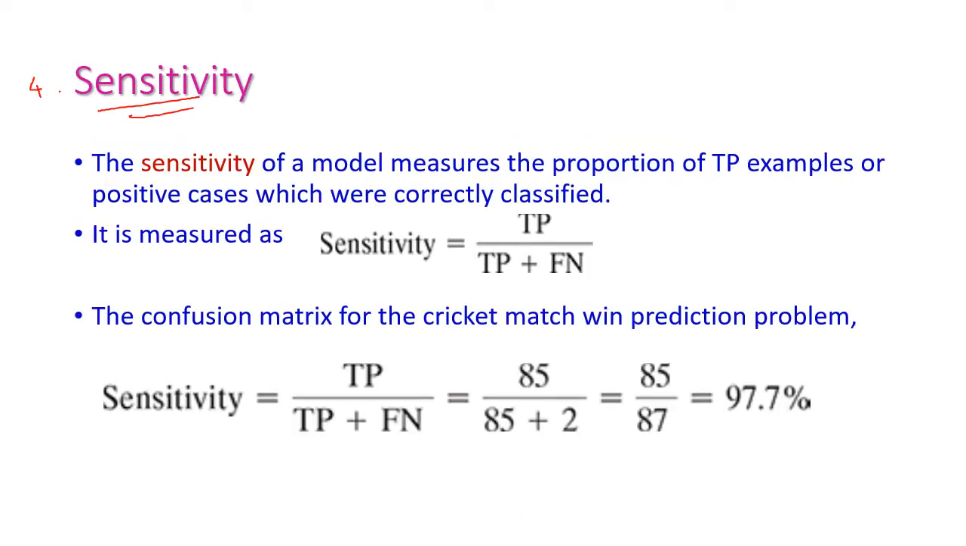The fourth one is sensitivity. Sensitivity is nothing but the positive values from the correctly classified values, that is true positive divided by true positive plus false negative. From the confusion matrix we already know the values. Substituting the values for the corresponding variables, we get 97.7%. So sensitivity is true positive divided by true positive plus false negative.